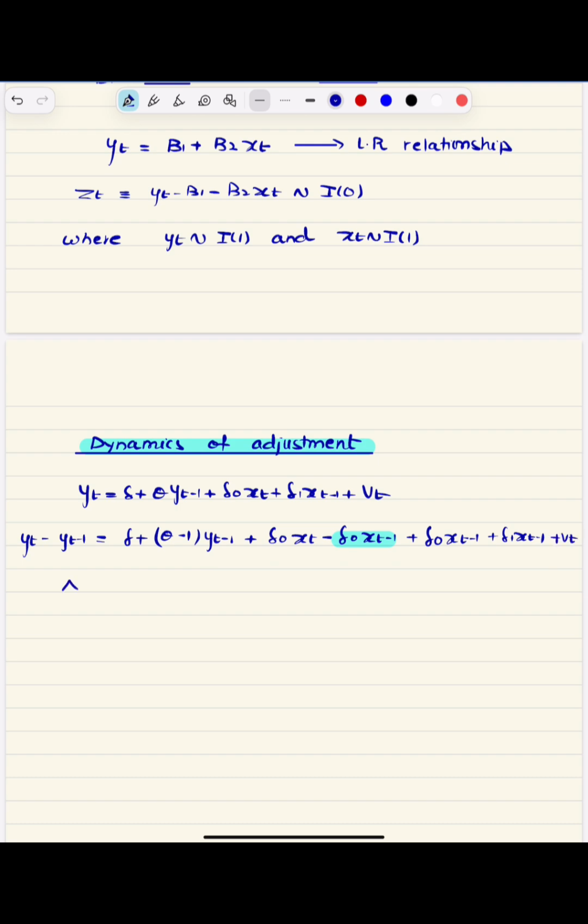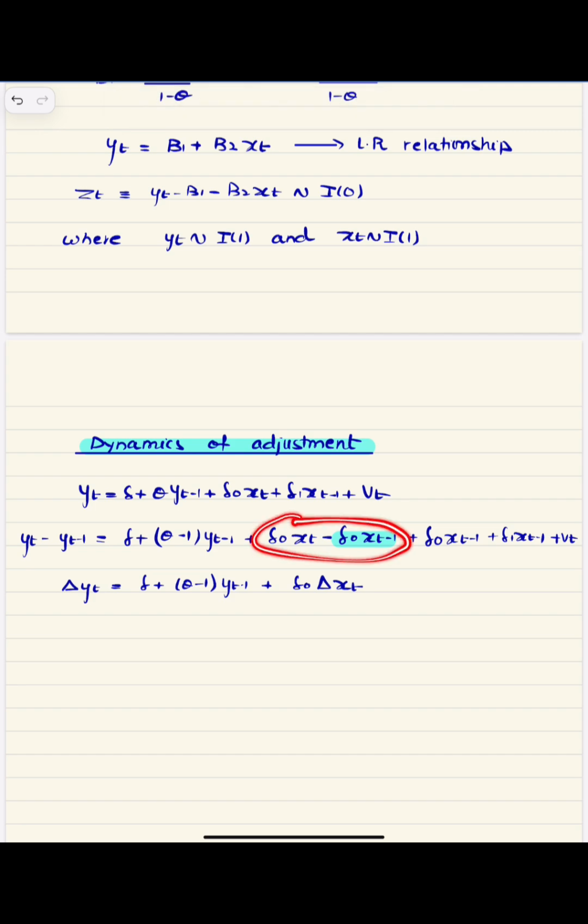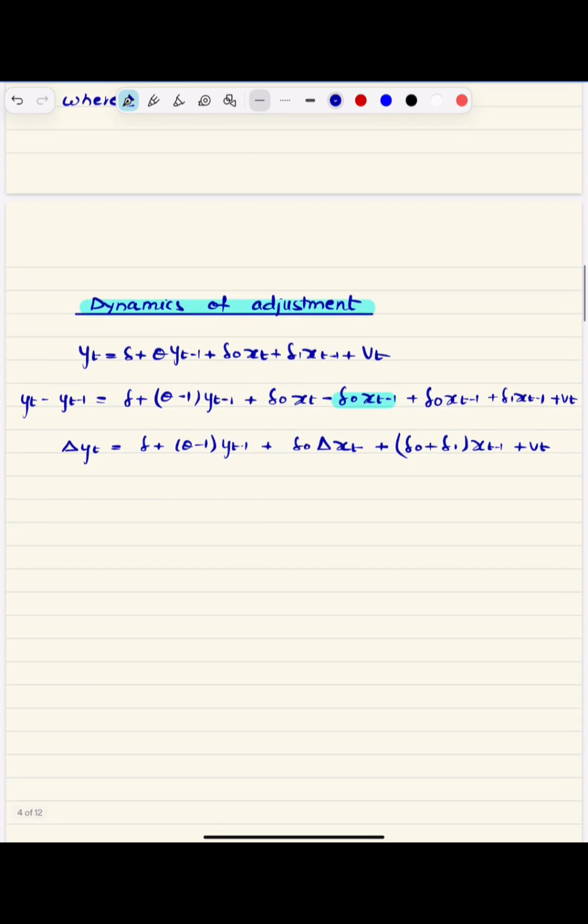So on the left side we have the change in yt. We have delta plus theta minus 1 yt minus 1, then we have delta naught change in xt. If I take xt minus 1 as common, I'll get delta naught plus delta 1 xt minus 1 plus vt. So the change in yt is going to be equal to, let's take theta minus 1 out as common, yt minus 1.